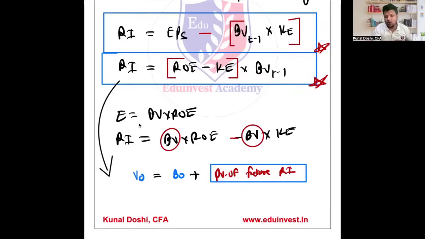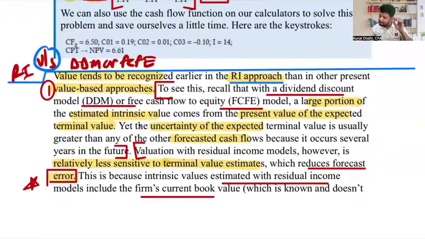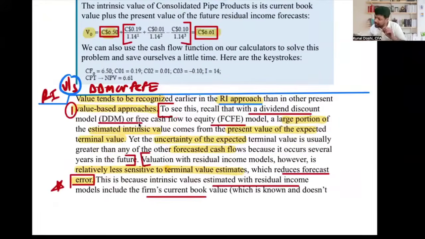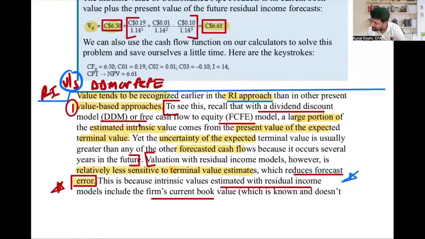Compared to the dividend discount and free cash flow, which are very subjective because terminal value is going to be at the end, which is forecasted and uncertain, the residual income approach is considered to be fairly better than the two approaches because it recognizes the majority of the value today, and this value is not uncertain because it is actual value. So it has relatively lesser error compared to both approaches. Keep this in mind. Very, very important point. It has relatively lesser forecasting error.